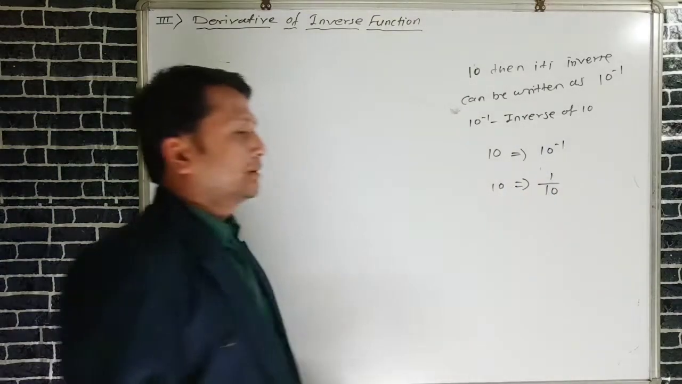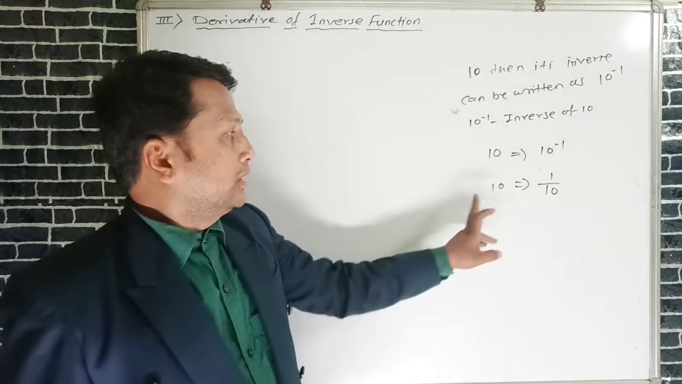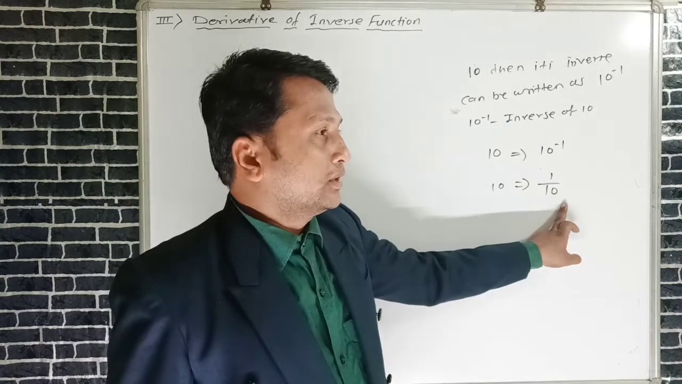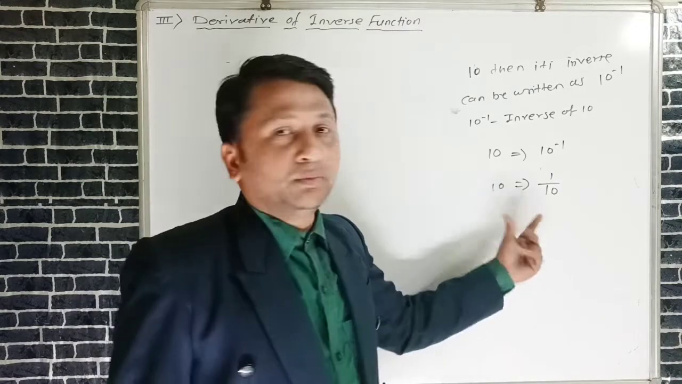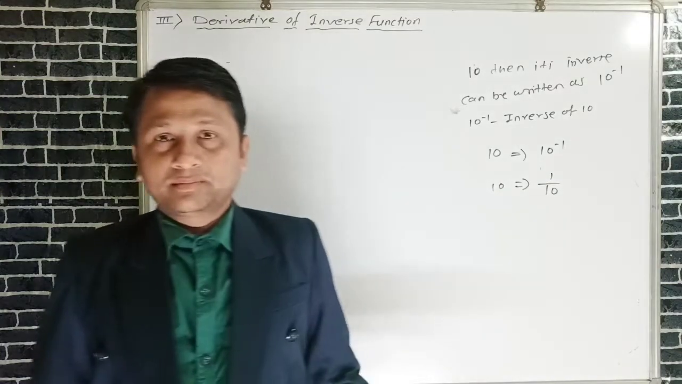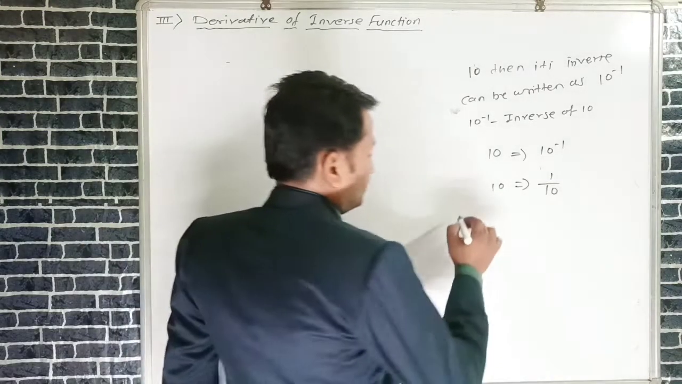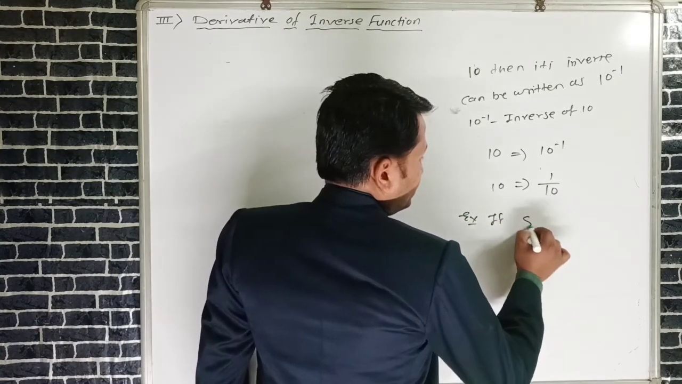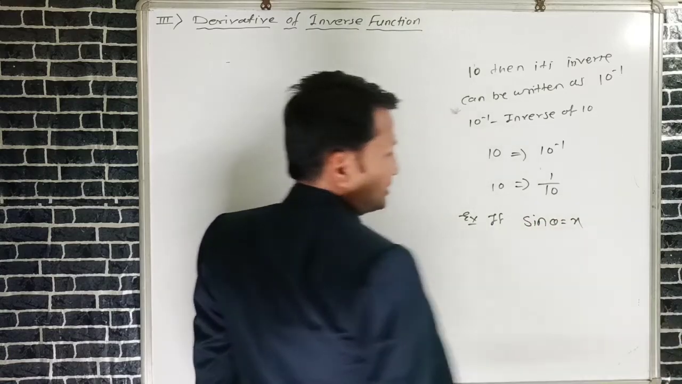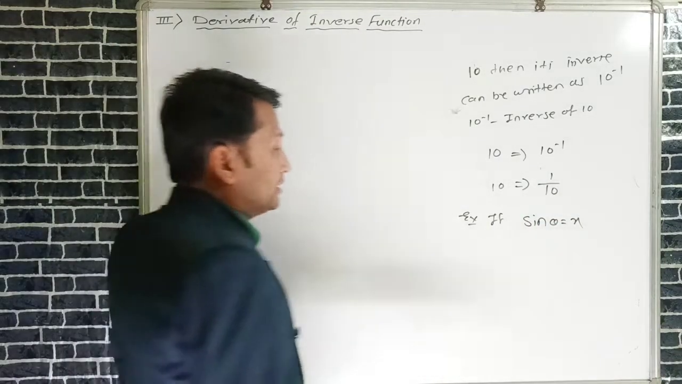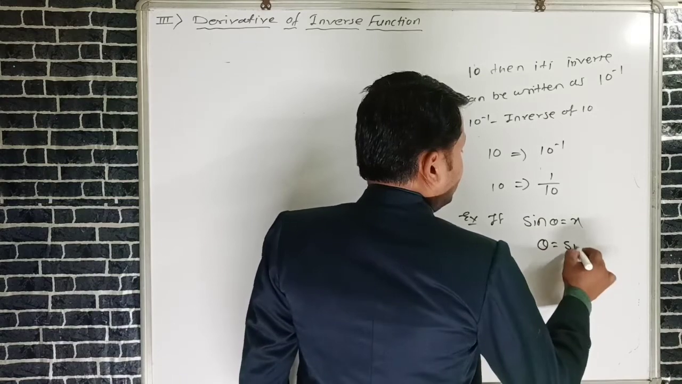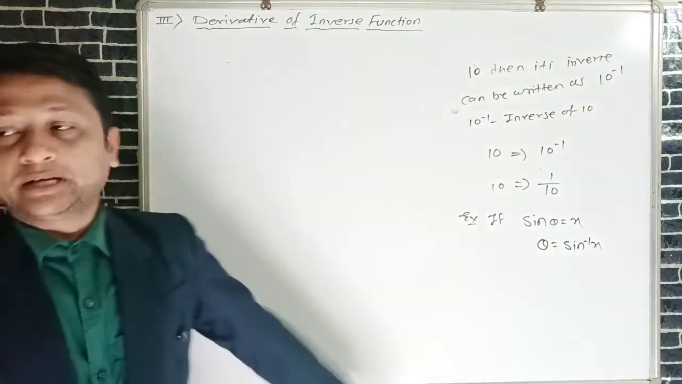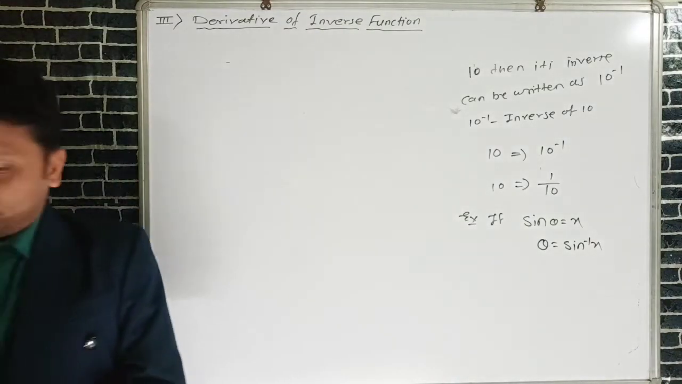Here the number and its inverse, 10 and 1 upon 10, are reciprocals of each other. Again we can say, for example, if sin theta is equal to x, then theta is the inverse sine of x. Hence we can write about the inverse function.